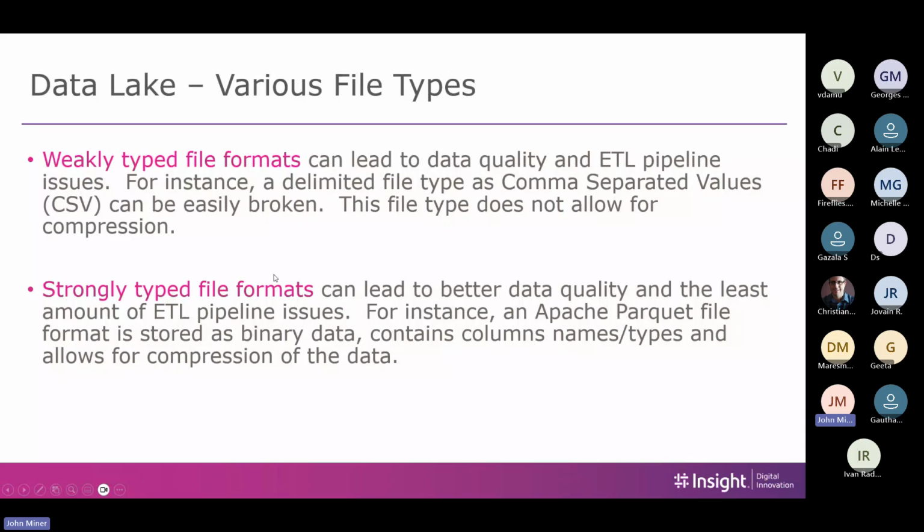Strong type files. There's a bunch of them. Apache came out with a bunch of them: ORC, Avro. The most popular is Parquet because that's what Delta's built on. It's middle of the road when it comes to size and speed, but it's awesome because it's binary. You don't have to guess at columns.